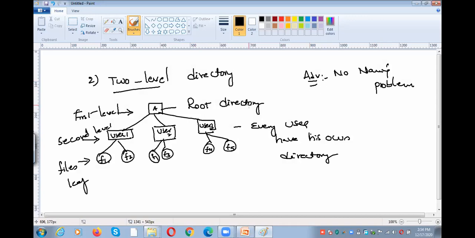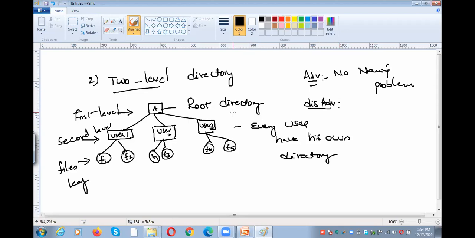But it is not possible in the case of single level directory. Why? Because in the single level directory there is only one directory and all the users need to maintain their files in only one directory. So in the one directory we cannot use same names for the files. But in the two level directory, each and every user has its own directory so that they can use the same file names for their files. So no naming problem.